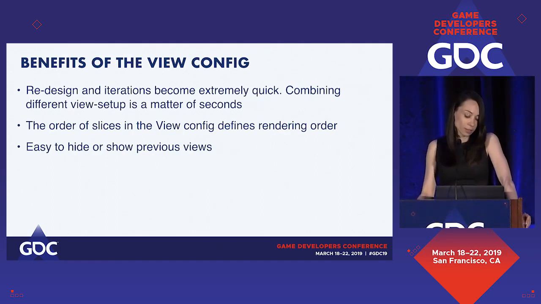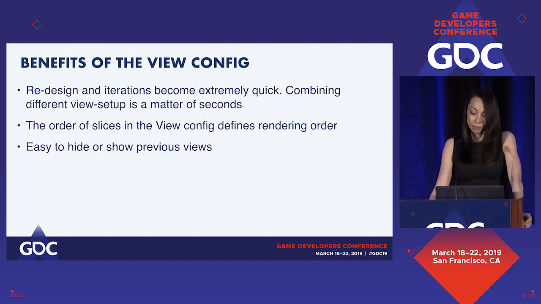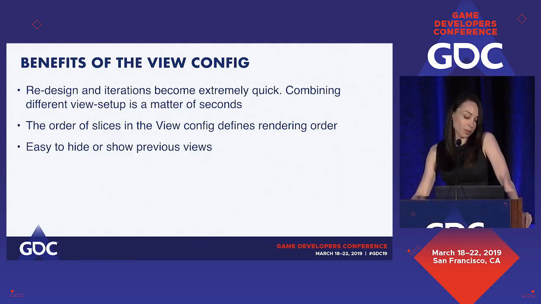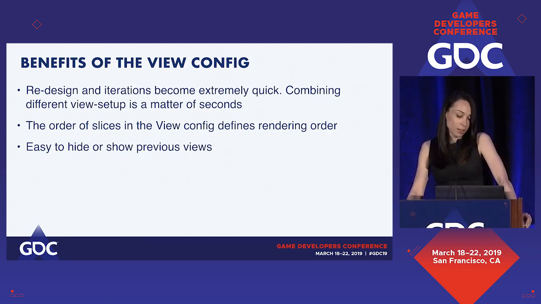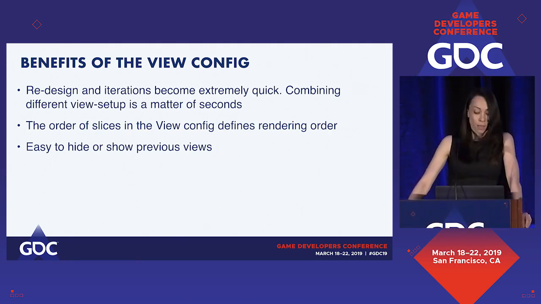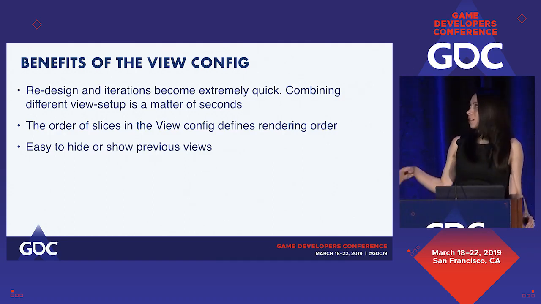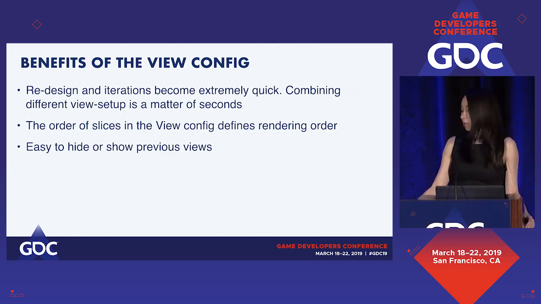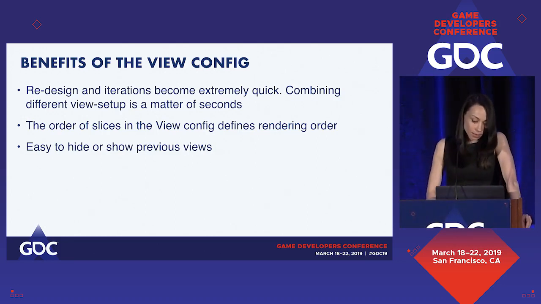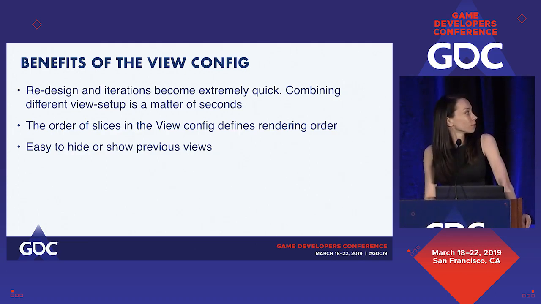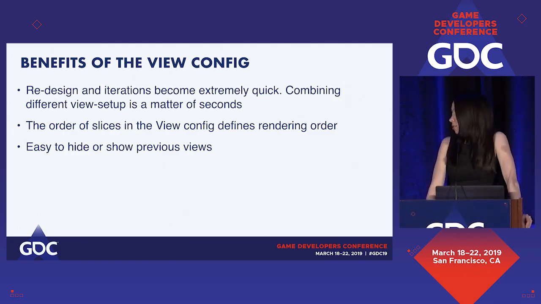The benefits are that redesign and iterations are now very fast. Once I broke down my UI into small pieces and assembled them, I can combine different setups, and it's just a matter of seconds. The render order of the slices in the viewconfig defines the rendering order. It's also very easy to show or hide previous views, just a matter of ticking the checkbox. So if I want to hide the previous view behind the pop-up I just opened, I can easily do it. After we have defined the view, the UI system knows what to show, but it doesn't know how.